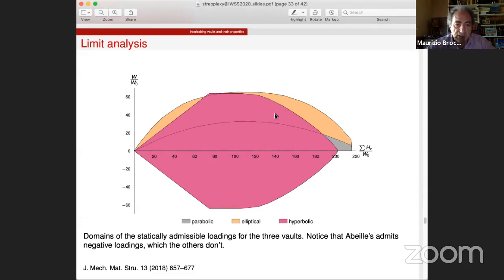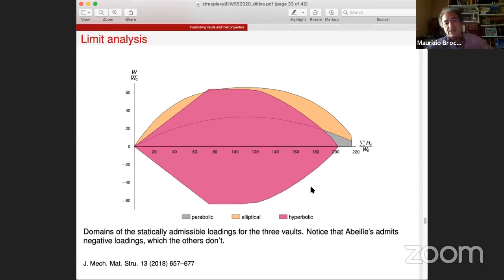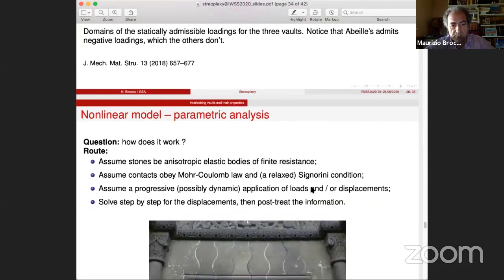So this is the typical pattern of self-weight against thrust. And you can see classical valves, of course, you can only have positive self-weight, and Abbe valves where you can have negative self-weight. So they can work in both sides, in both ways. This is why you can do walls with them.